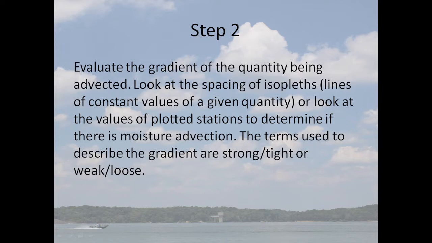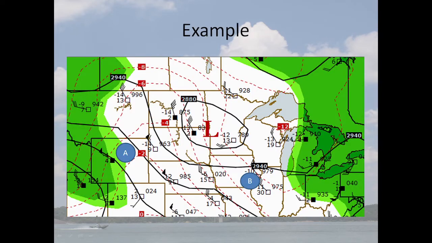So we showed you that as the pressure gradient gets further apart, we have a weak wind. Weaker pressure gradient as the spacing is loose. When the pressure gradient gets tighter, then we have a stronger wind speed.